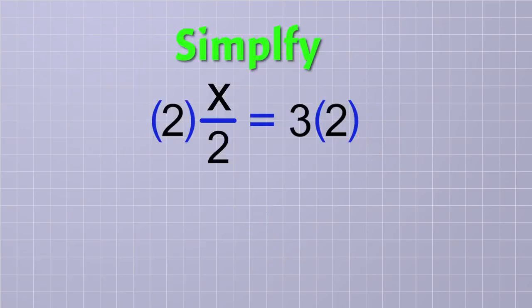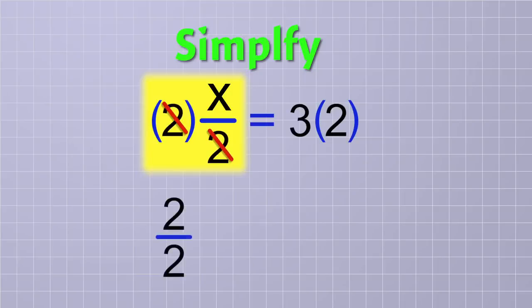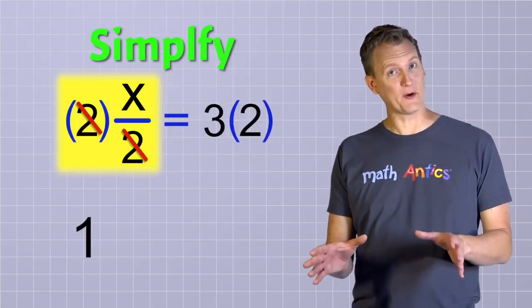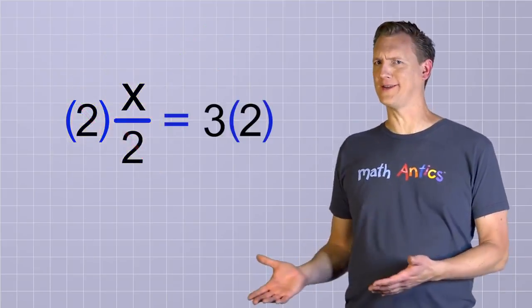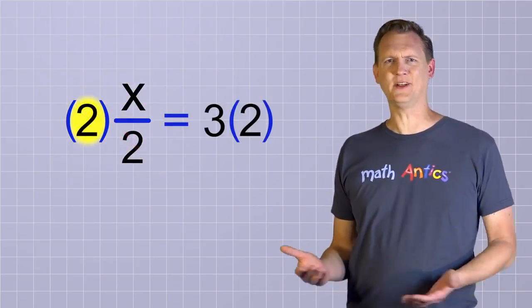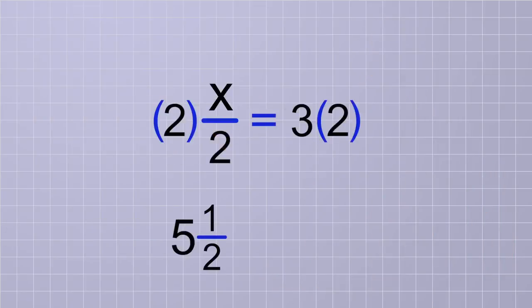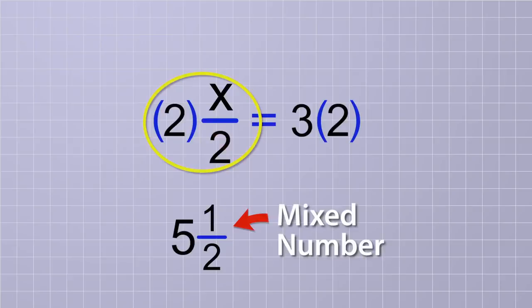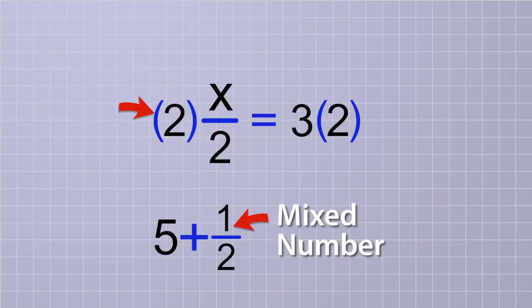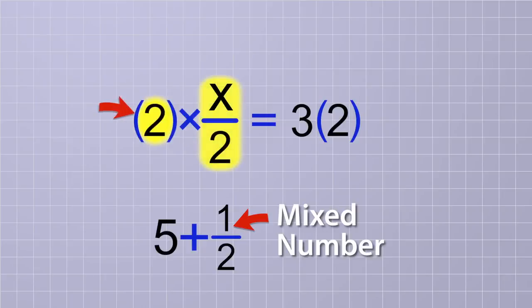Now to simplify. On the first side, the 2 on top cancels out the 2 on the bottom, since 2 divided by 2 is just 1. And I know what some of you are thinking. How is there a 2 on top? The 2 looks like it's really in the middle, kind of like how a mixed number looks. That's true. But don't confuse this with a mixed number. Mixed numbers involve addition, but the parentheses let you know that the 2 and the x over 2 are being multiplied, since multiplication is the default operation.